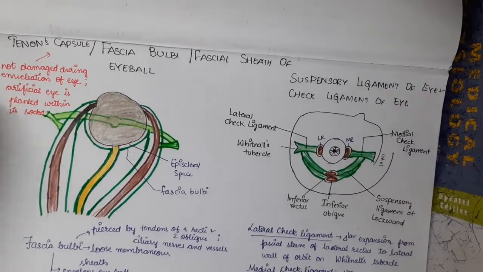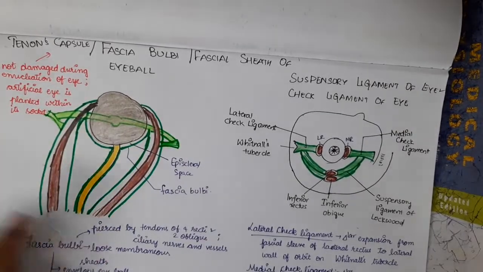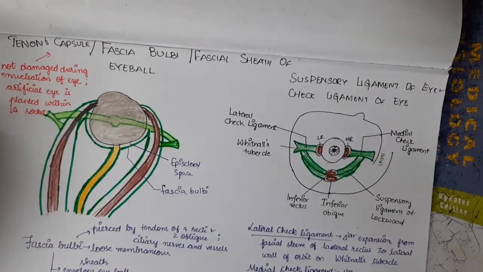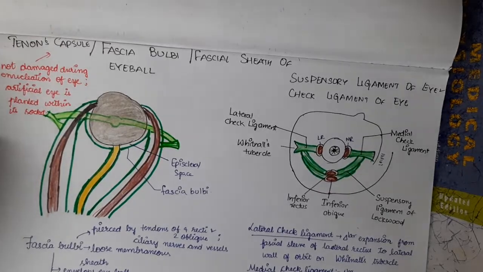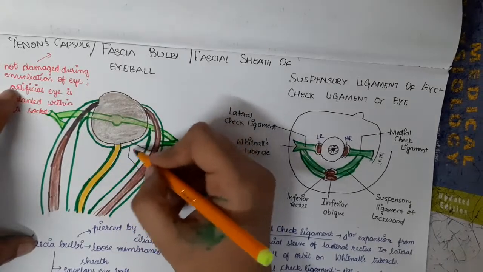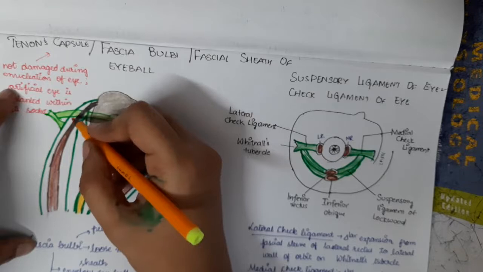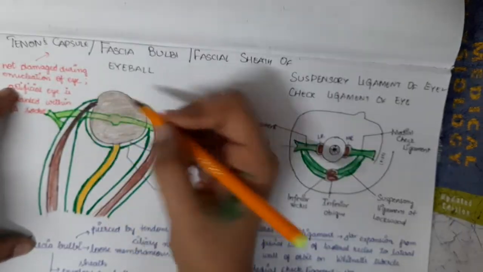It is mainly pierced by the muscles. Okay, the muscles pierce it, and the ciliary nerves and also vessels. Muscles, nerves and vessels will pierce it. Okay, it will envelope the eyeball. Number one, see, this is the eyeball. This green colored sheath is Tenon's capsule. So it envelopes the eyeball.